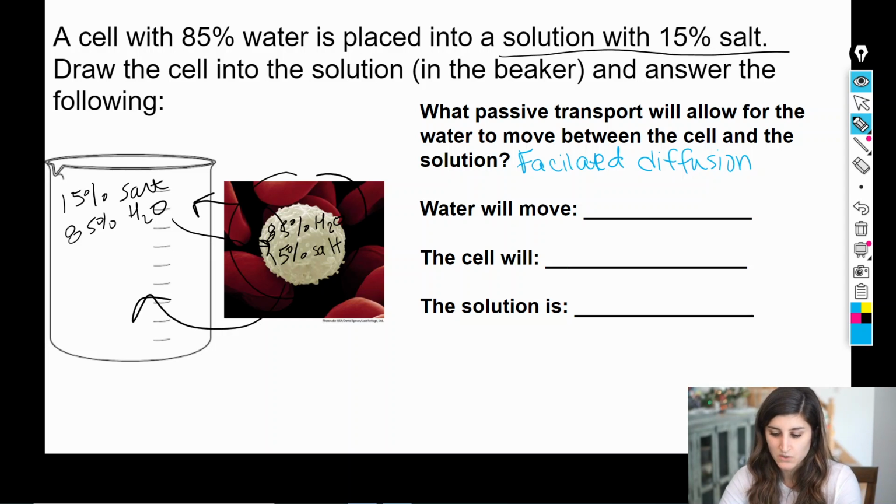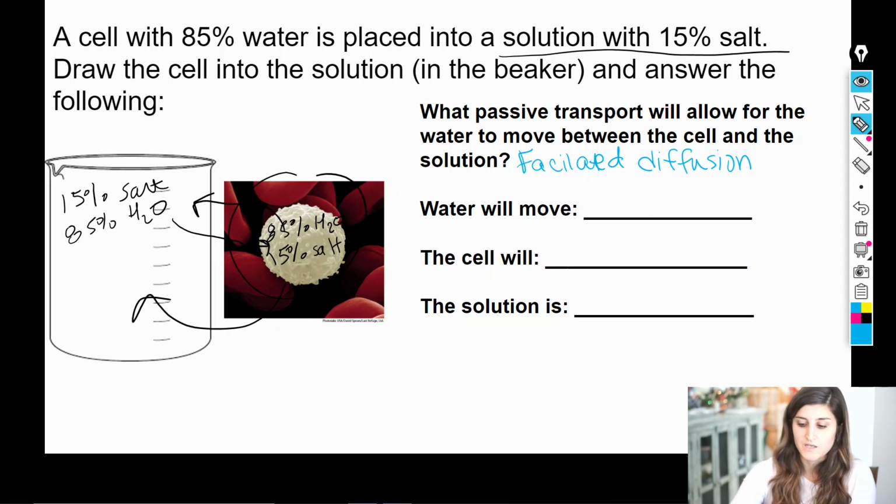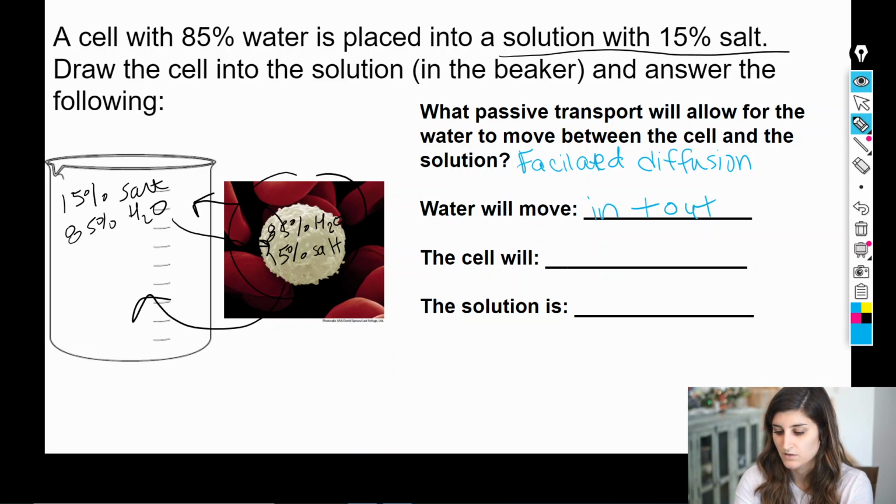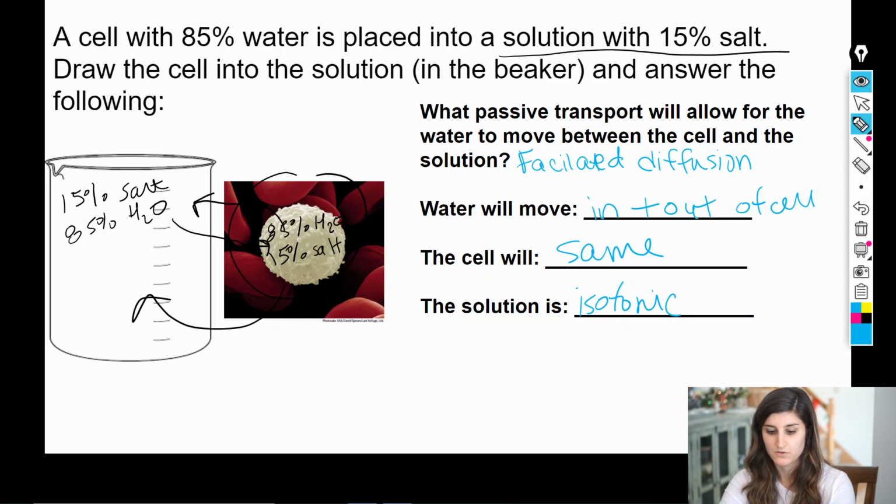So which direction will the water move? The water moves in and out. So we could say it moves in and out of the cell, okay? The cell, what's going to happen to it? Nothing, it's going to stay the same. The size is not going to change. And then what kind of solution is this? This is an isotonic solution. An isotonic solution is when there's equal concentration of solute inside and outside of the cell, and so water will move in and out of the cell at equal rates.